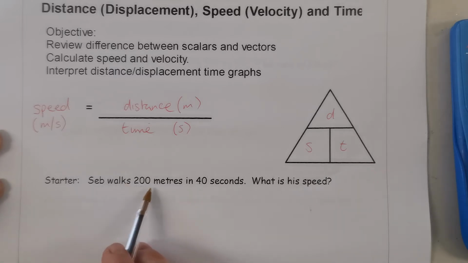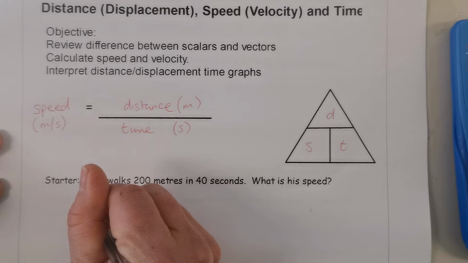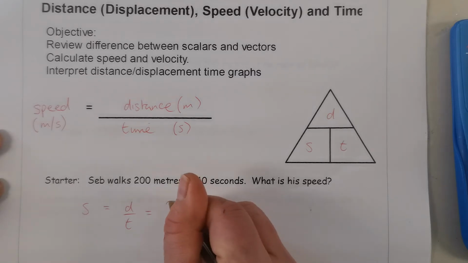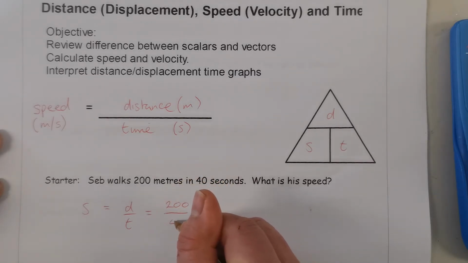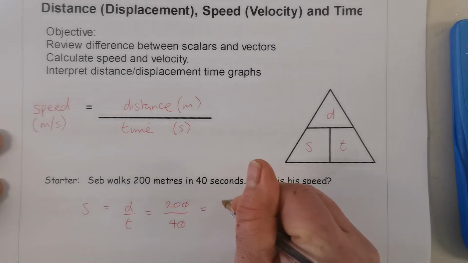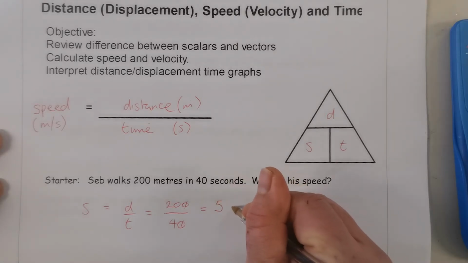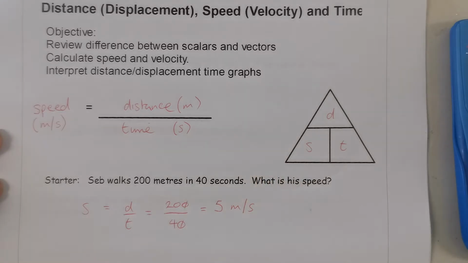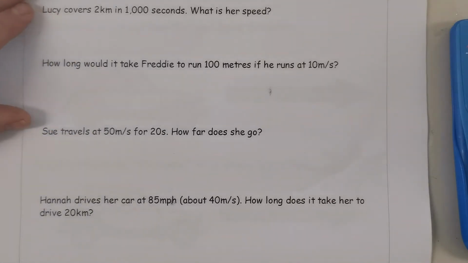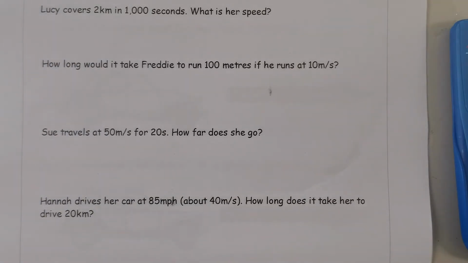Okay, Seb walks 200 meters in 40 seconds. What is his speed? Well, speed equals distance divided by time. Please always put that in. Distance is 200 divided by 40 seconds. 200 divided by 40 is 20 divided by 4, which is 5 meters per second, even without a calculator. So very straightforward. I would imagine most of you should have been able to do that without too much of a problem. Here's a few more. See if you can have a go at doing these. Pause the video here, and then I'll go back and go through them.